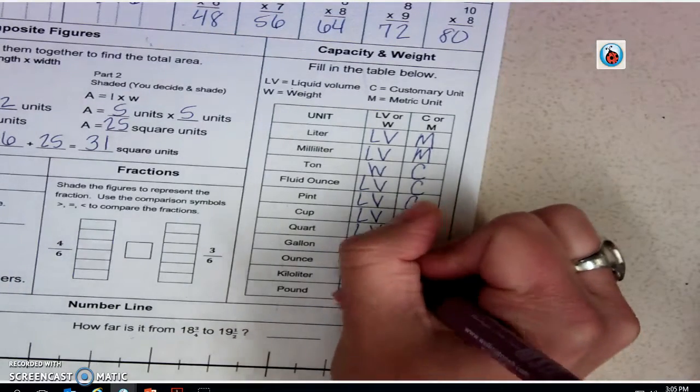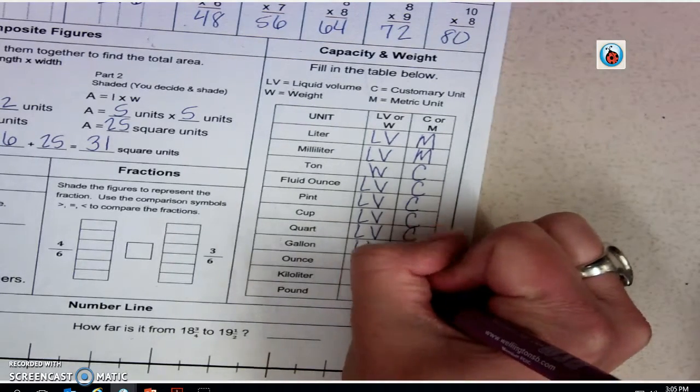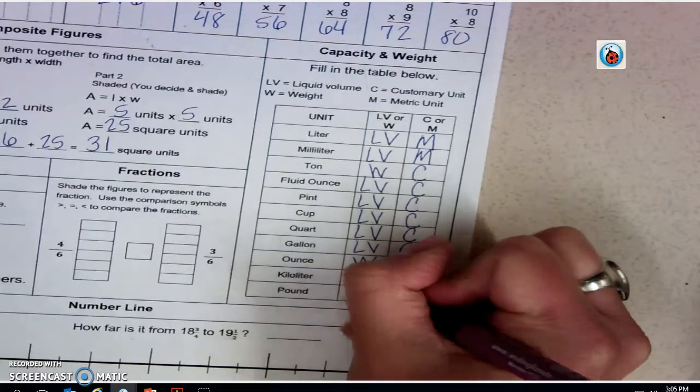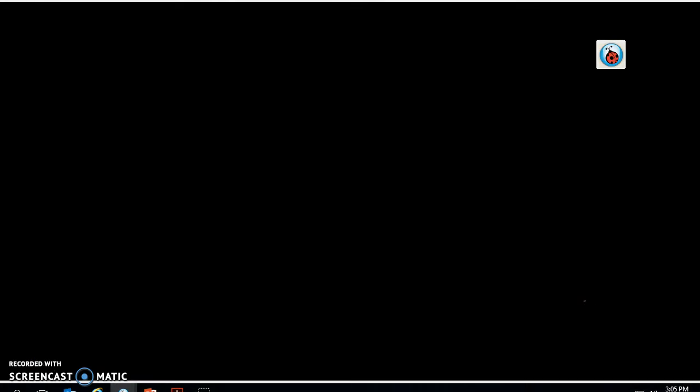Gallon is liquid volume and customary. Ounce is weight and customary. Kiloliter is liquid volume and metric. Pound is weight and customary.